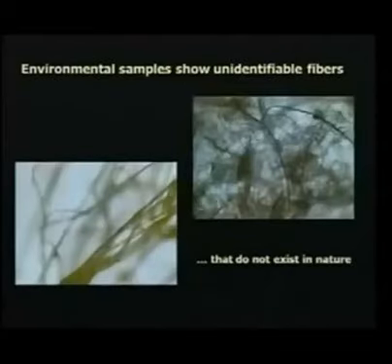The second group of materials found in these environmental samples is unidentifiable fibers. And I really want you to appreciate the meaning of unidentifiable. These fibers have been sent to sophisticated laboratories, and there is nothing in the databases that match them. So these are fibers, we could say, that do not exist in nature.